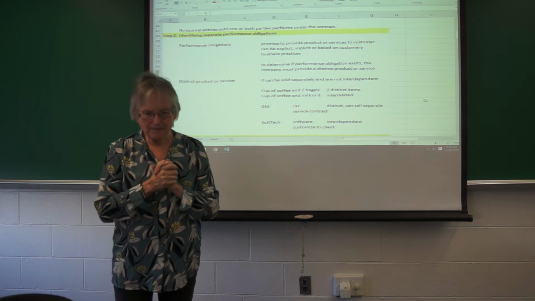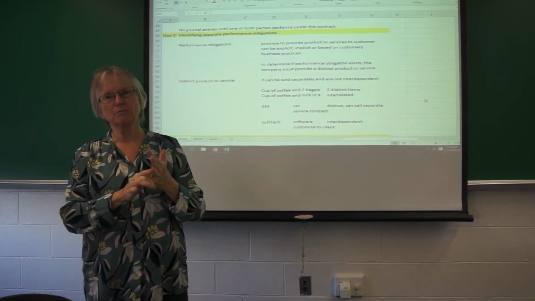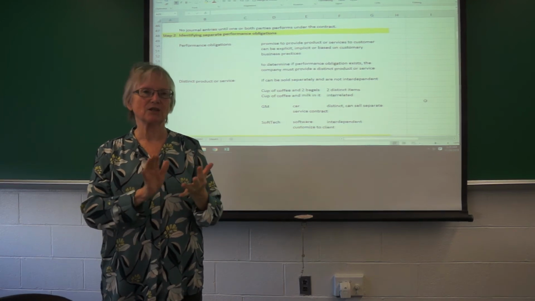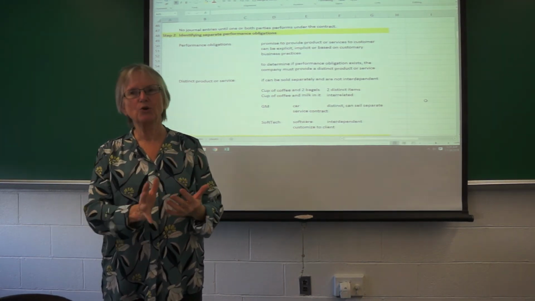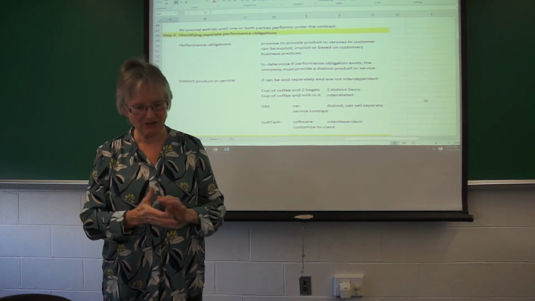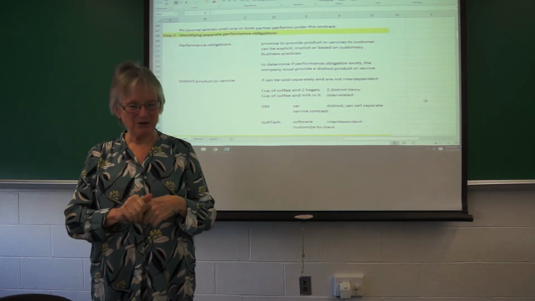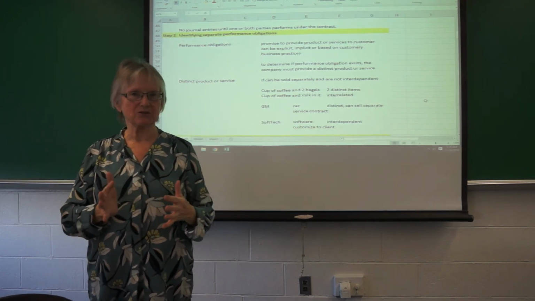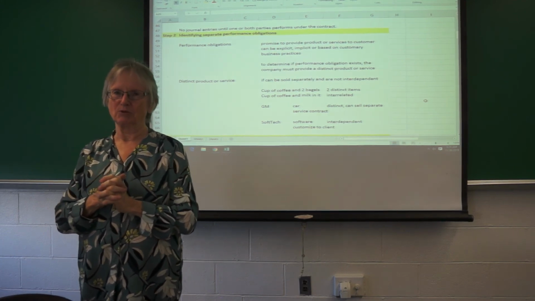Okay, and the distinct product or service would be, you sell a product, you sell a warranty, you sell a service agreement, you sell the installation. Those could be 4 separate performance obligations depending on the situation. Okay, so that takes us through steps 1 and 2 of sort of a relook at this whole process, and next we will move on to step 3, where there's a lot more detail added.